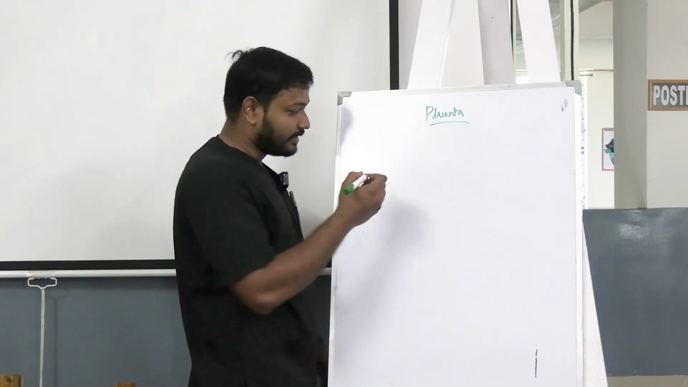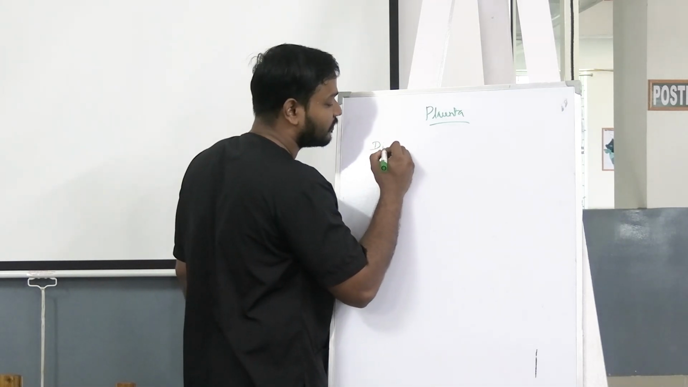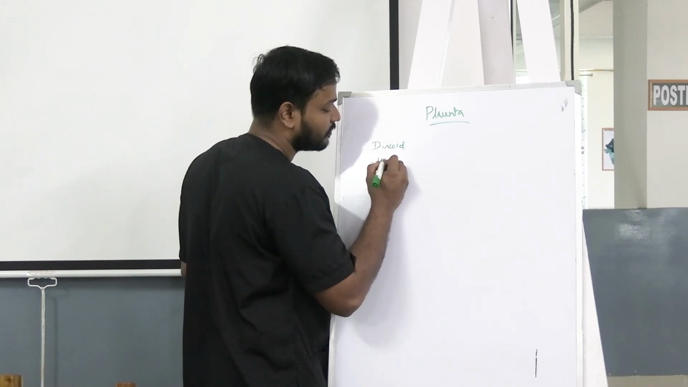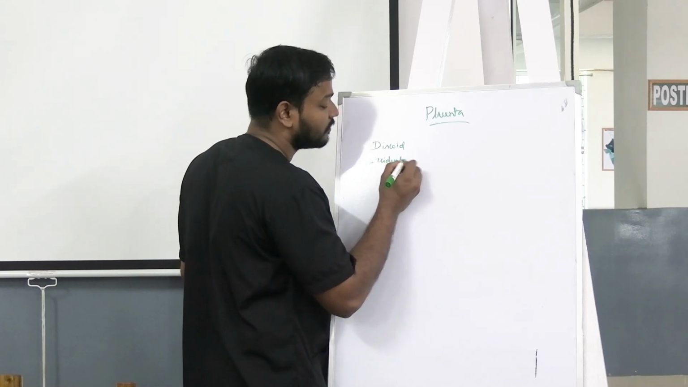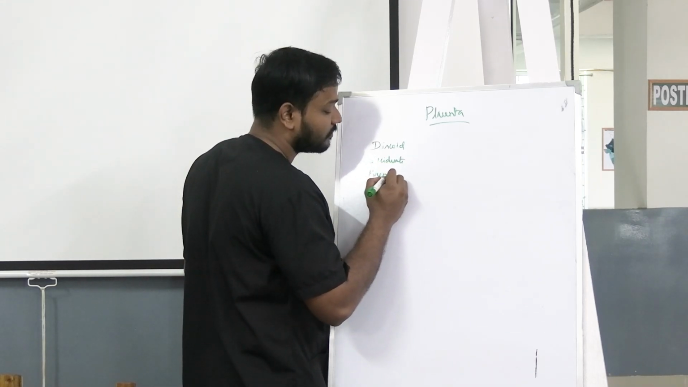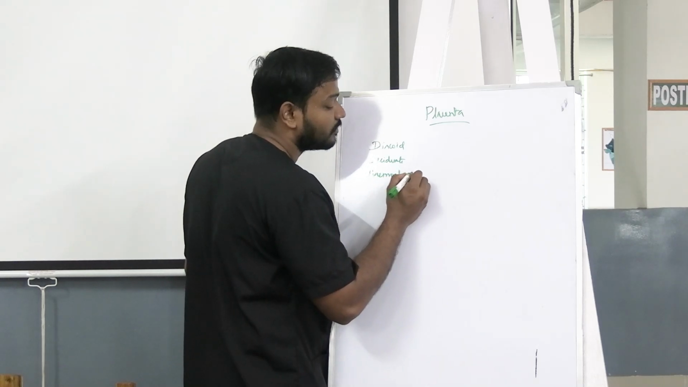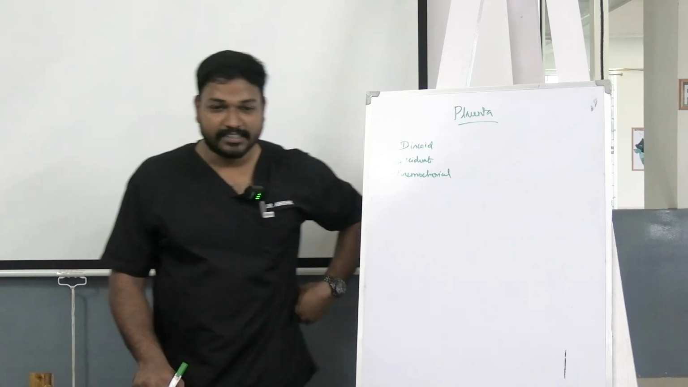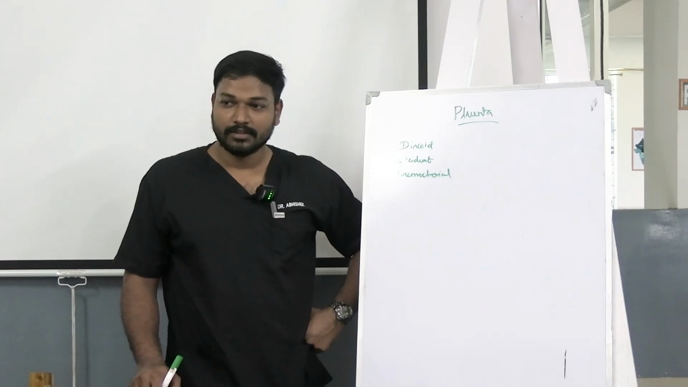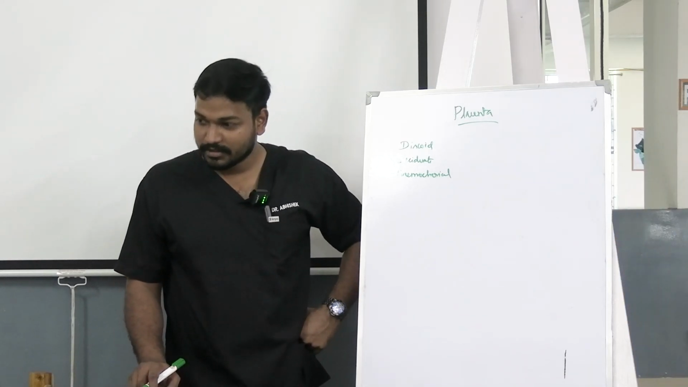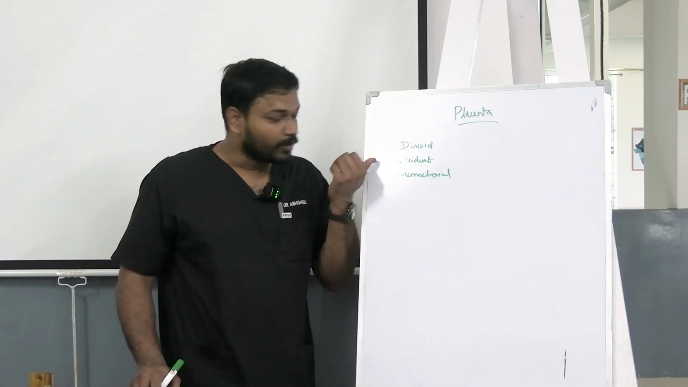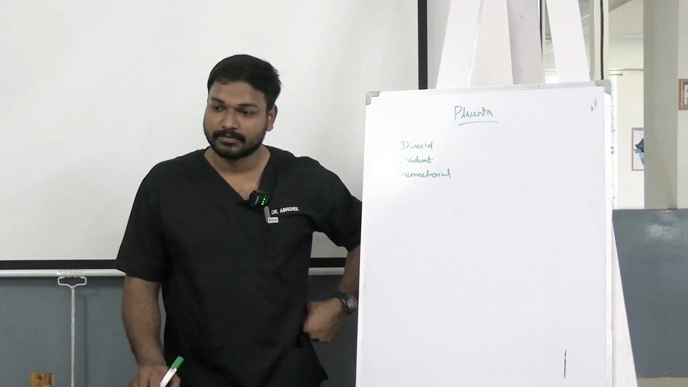So the placenta is a discoid, deciduate, hemochorial structure. So why do we call it discoid? Because it is disc shaped. Okay. Why do we call it deciduate?